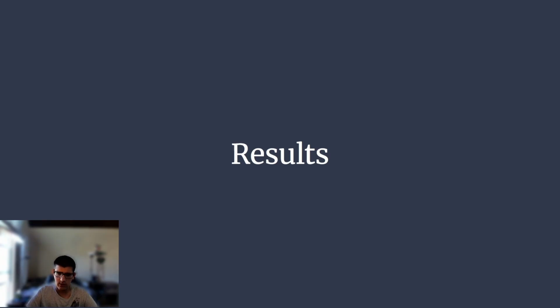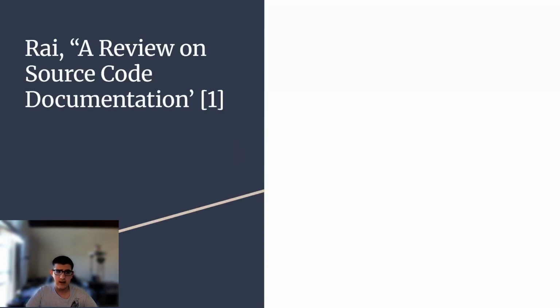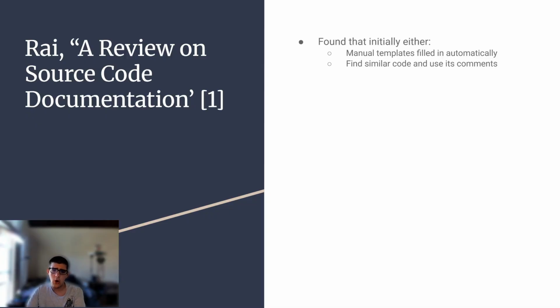So, the results. The first article I'll be discussing today is by Rai. It's a review on source code documentation. They found that originally in the field, programmers either used manual templates and then had artificial intelligence fill those templates, or they found a similar piece of code in their database that already had comments and then used those comments as a basis for the new comments.